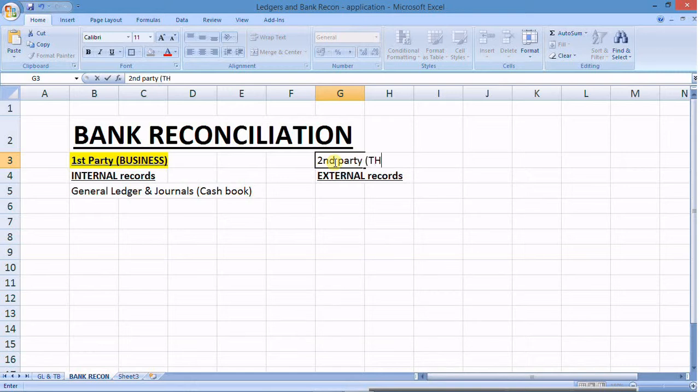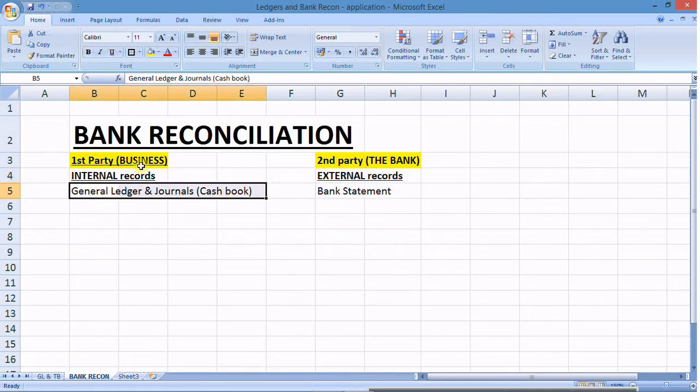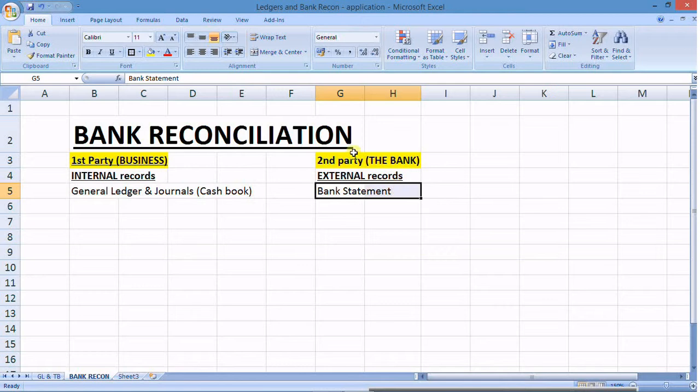So the second party is the bank. You have a bank account with the bank. The bank is going to give you a bank statement. Those represent the external records. So you have your internal records, general ledger and journals, and the bank gives you a bank statement. That's internal, that's external. When we do a bank recon, you need to check what's in your books and what's in the bank's books, and we need to reconcile any differences.